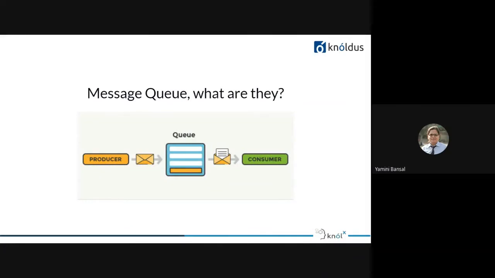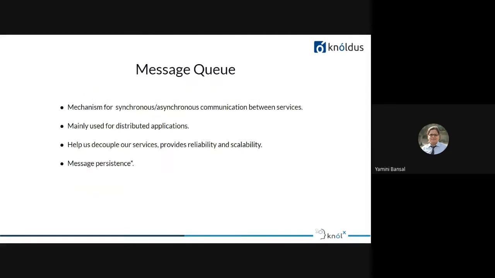So, message queue, what are they really? A message queue is a mechanism which we use for synchronous or asynchronous communication between distributed components. So let's set a background here. When we are developing an application, we should have a clear, may not be exact, but fair enough idea about how its architecture is going to look like.